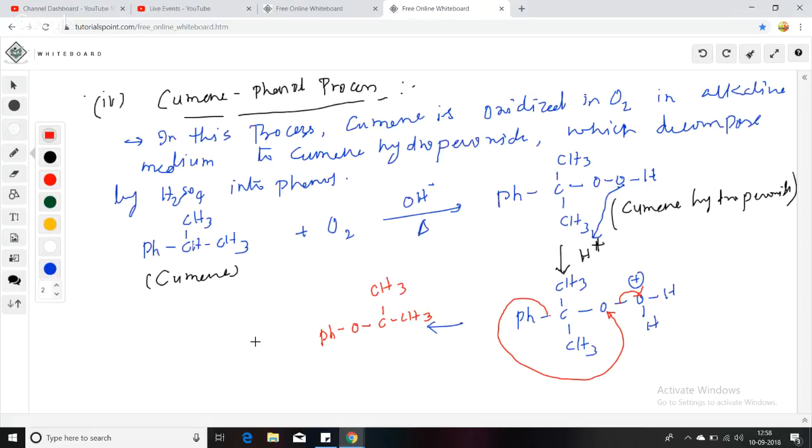Now from this it is easy to understand. Here, it is decomposed by H2SO4. This H2SO4 also gives H plus. This H plus ion gets attached with this oxygen. Again, the lone pair attacks onto this H plus, and we get this PhOH C CH3 and CH3 here. Since it donates its lone pair to this hydrogen, here we have a positive sign on it.